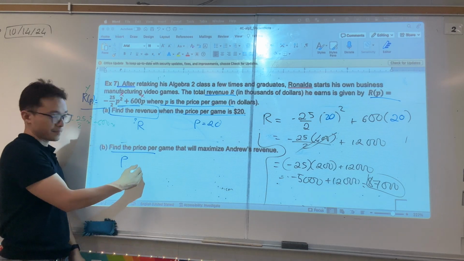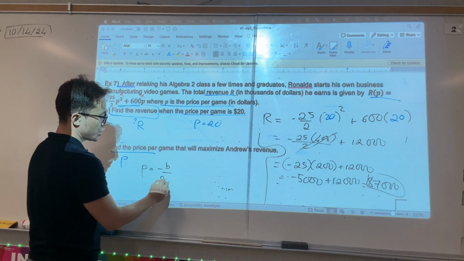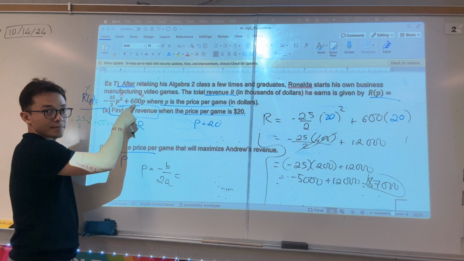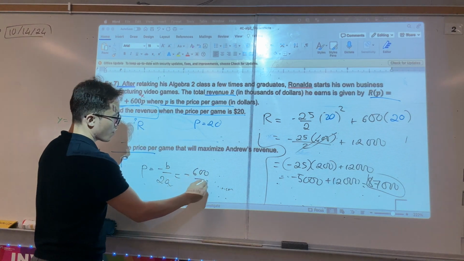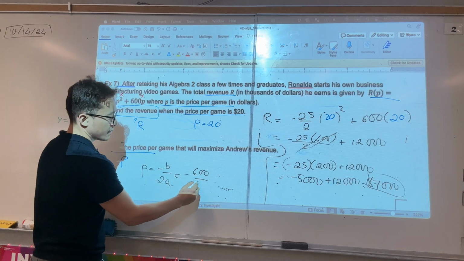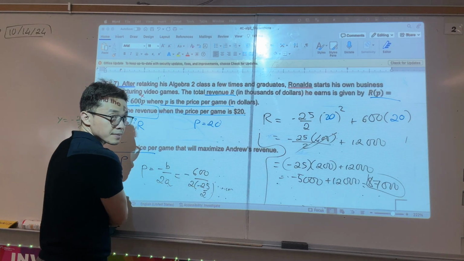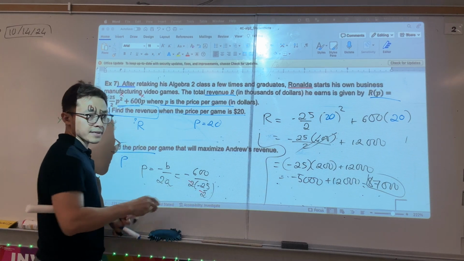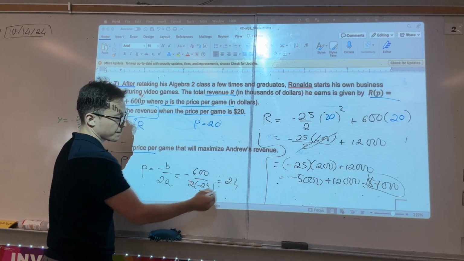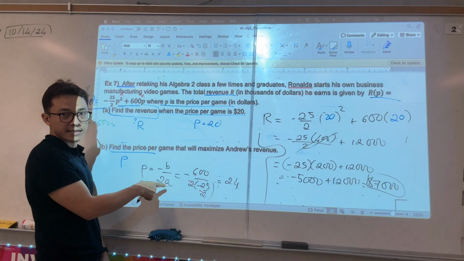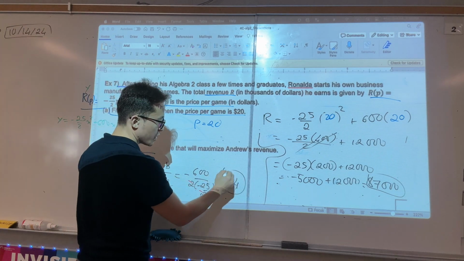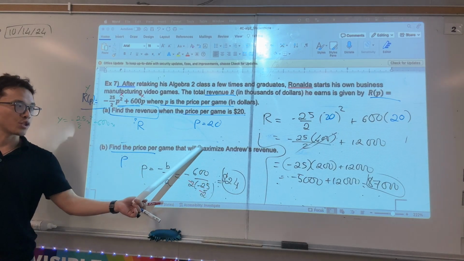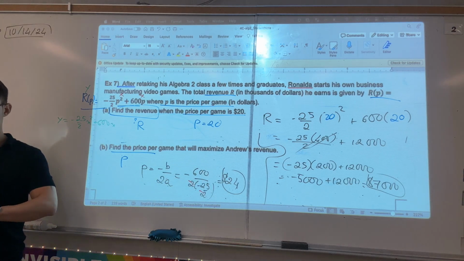So negative B over 2A. What is B here? So negative 600 over 2 times A. What is A? Negative 25 over 2, right? The 2 and 2 you can cancel out. So what is 600 divided by 25? 24. How many negatives? 2, so it becomes positive. So that means when you set the price to be $24, that's going to maximize the revenue.